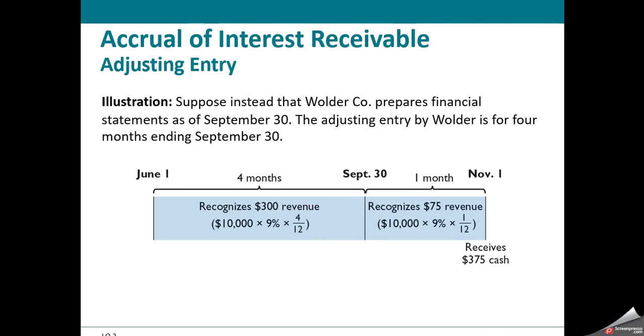So here we have 4 months where it's $10,000 times the 9% interest for 4 months. So then that would be the 300, where that $300 is getting calculated. Okay, and then I'm not sure why we've got it broken out into that 1 month, but maybe that's when it's due. So then we'll get that other $75. So here we have an account, the interest receivable that we're setting up for $300, and we're recording that interest revenue.